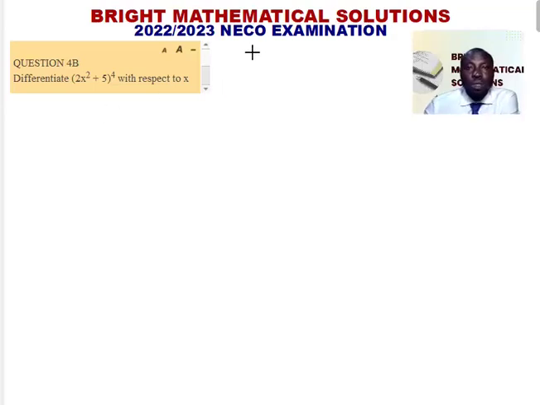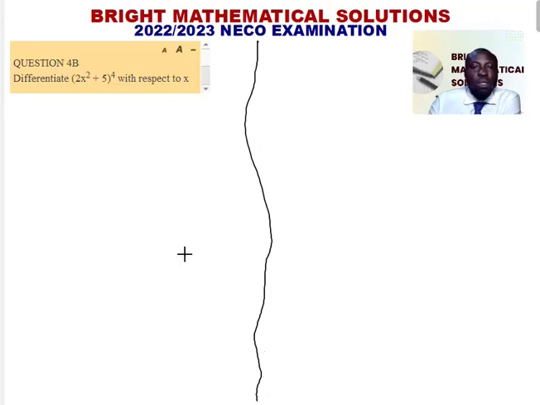Hello, this is question 4B of the 2022-2023 NECO examination. The question says differentiate (2x squared plus 5) all raised to the power of 4.